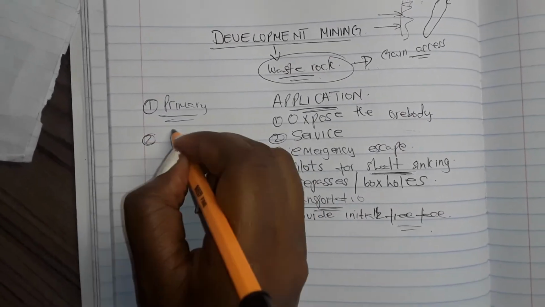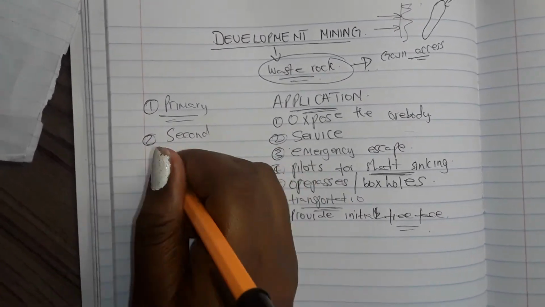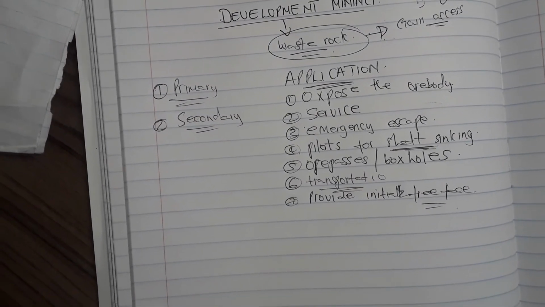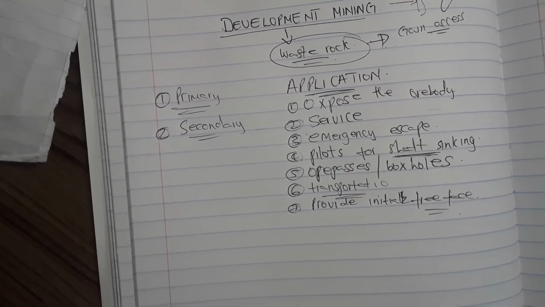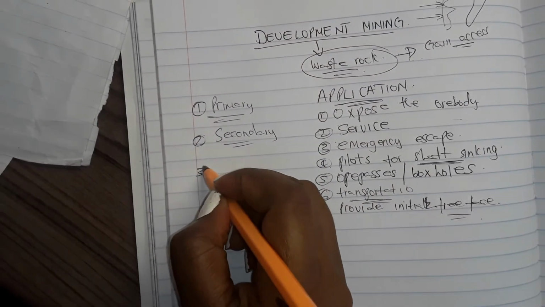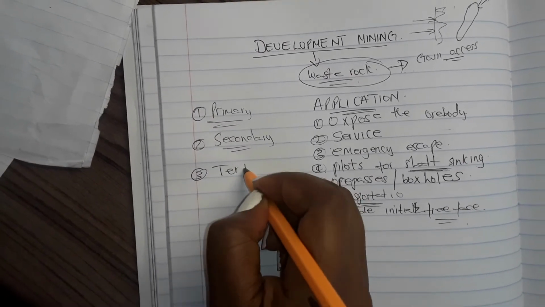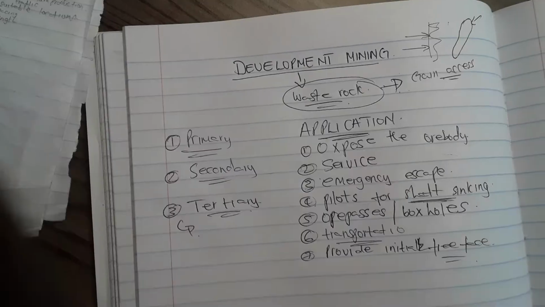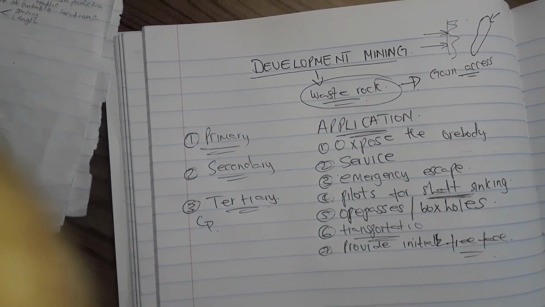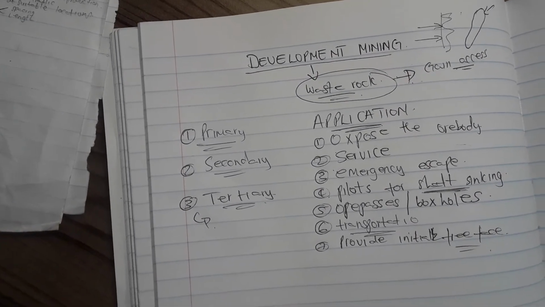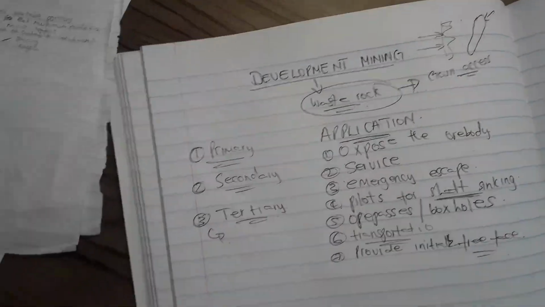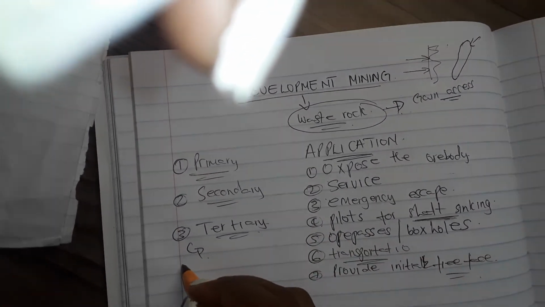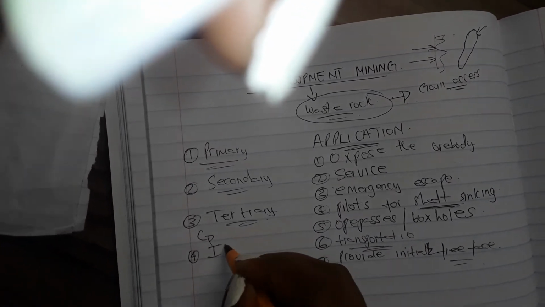Number 2, we've got secondary development. In secondary development, we want to expose a particular block of reserve, or at least have access to a particular block of reserve. Number 3, we have tertiary development. In tertiary development, we want to expose areas of the ore body and make them available for stoping. And lastly, we have infrastructural development.